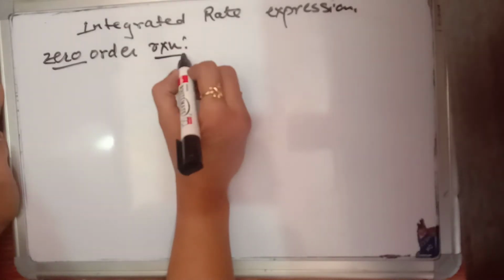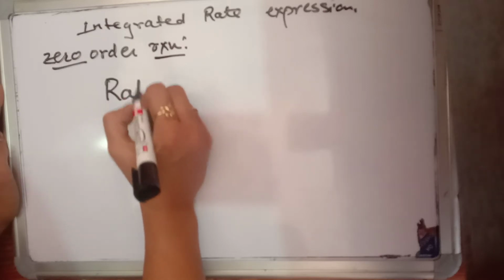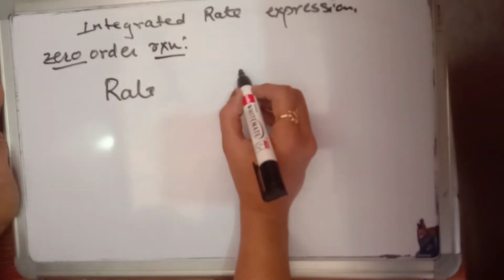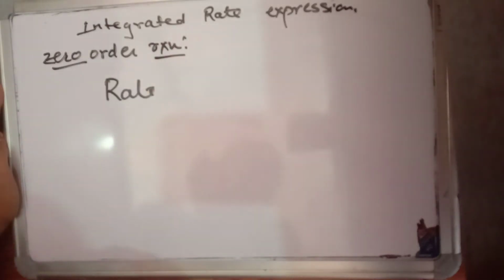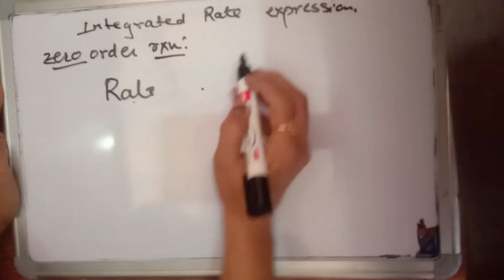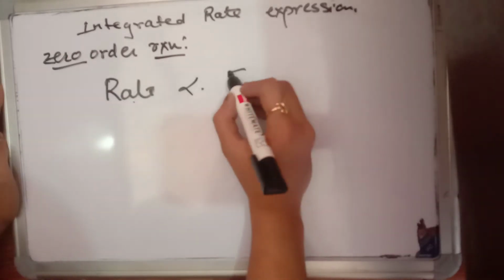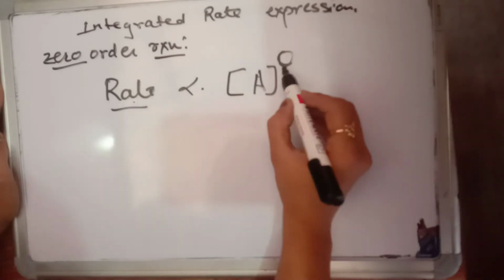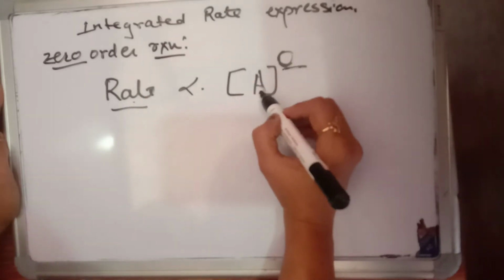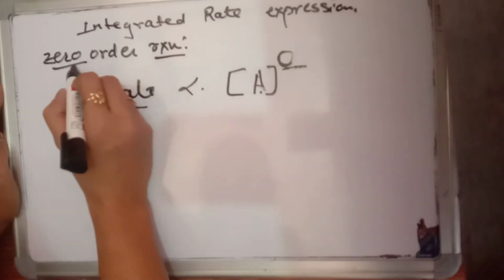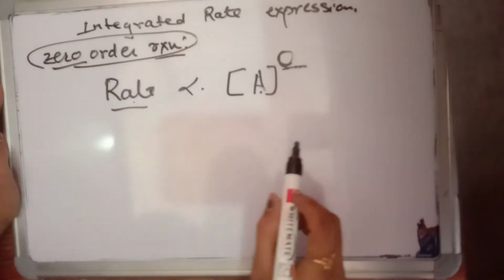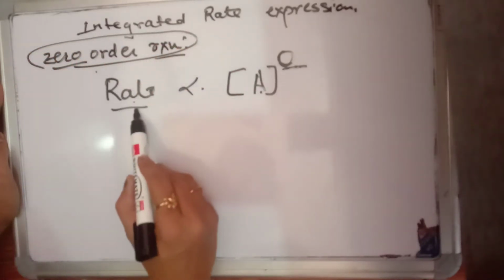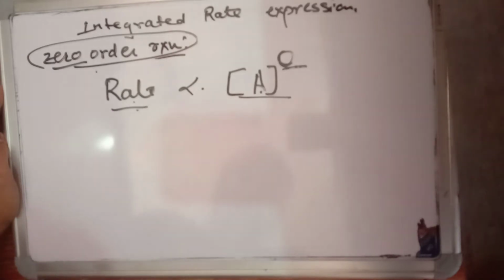The reactions in which rate is independent of concentration. Rate doesn't depend upon concentration means rate is proportional to concentration raised to power 0, because it is not depending upon concentration, so we are taking power 0. That's why such reactions are called zero order reactions.